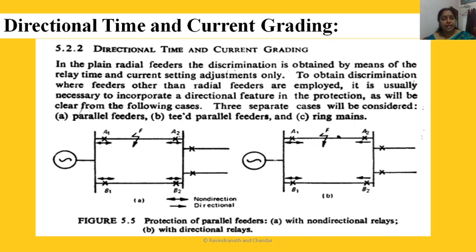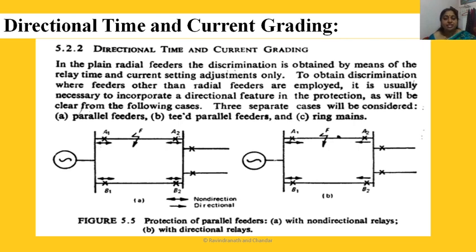In the plain radial feeders, the discrimination is obtained by means of relay time and current setting adjustment only. To obtain discrimination where feeders other than the radial feeders are employed, it is usually necessary to incorporate a directional feature in the protection, as will be clear from the following cases. In this, we will consider three cases consisting of parallel feeder, teed feeder and ring mains.